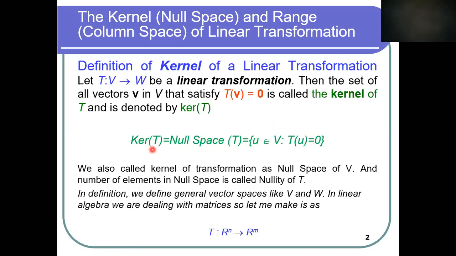Here I just gave you the general definition from V to W. If I utilize matrices, I just treat the transformation from Rn to Rm. So this is an n dimensional real vector space, and this is an m dimensional real space. Each element of this domain is an n cross one column vector, and the elements of the codomain are vectors of order m cross one.